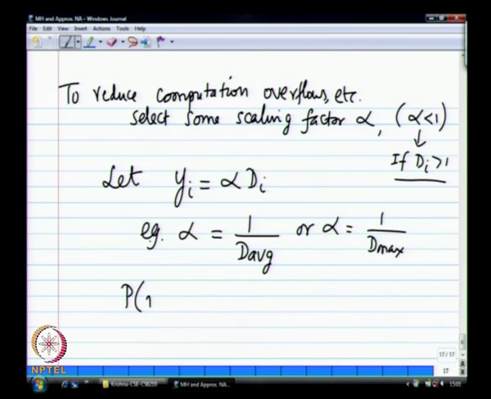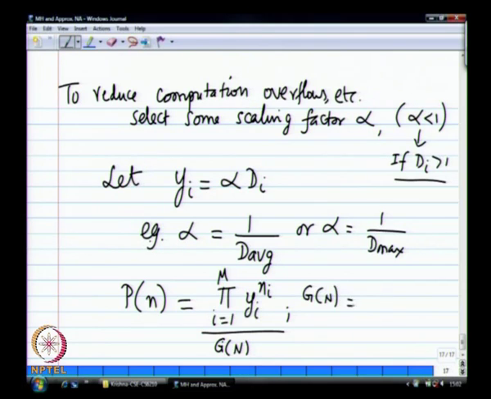So then my p of n, which is the same expression that we saw before, instead of being expressed in terms of g of d, is now expressed in terms of y. Questions? Alright.